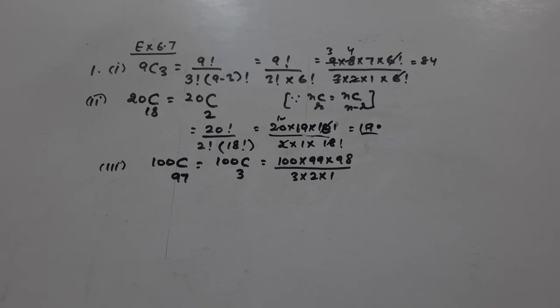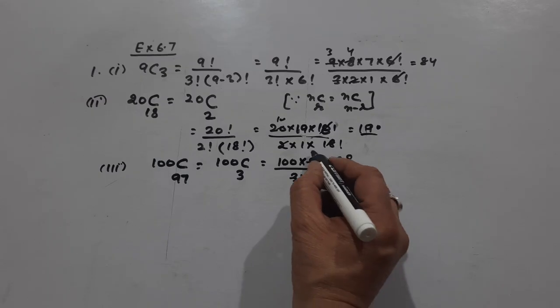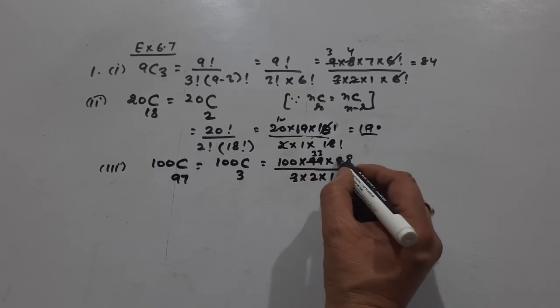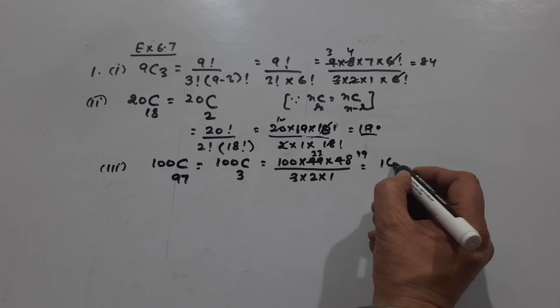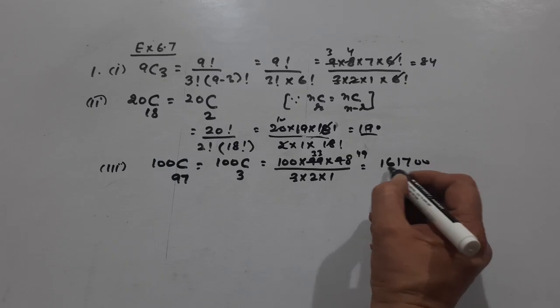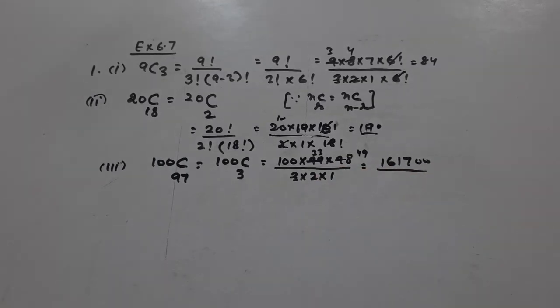Now let us find it. Here we get 33 and here we get 49. So what we get? 161700. Right, friends? So we can do this question like this also, as I told you in binomial theorem also.